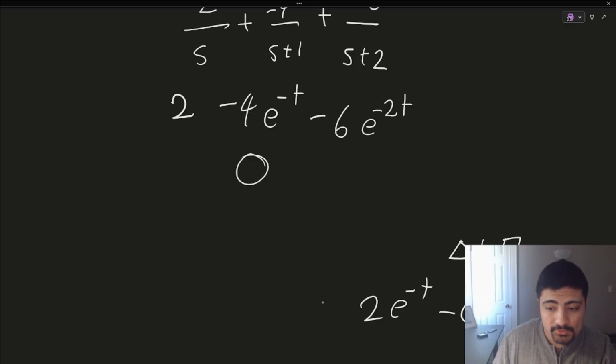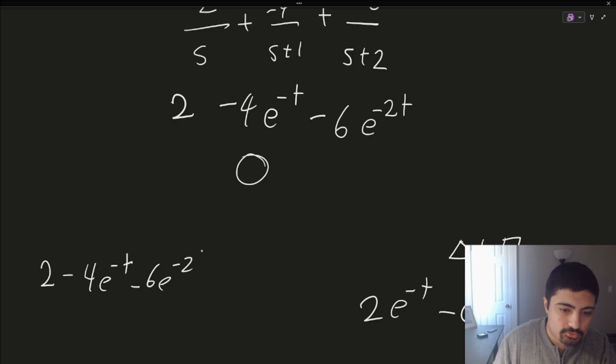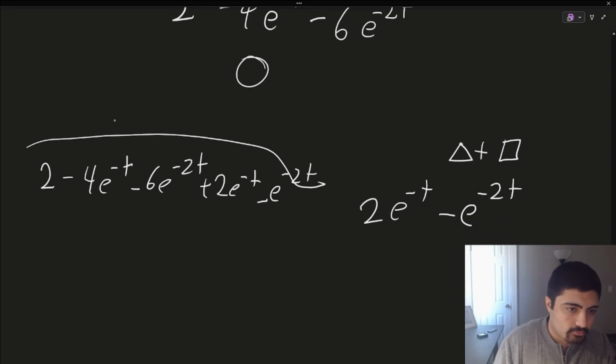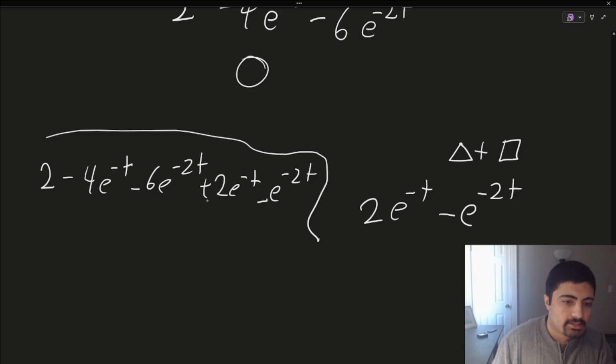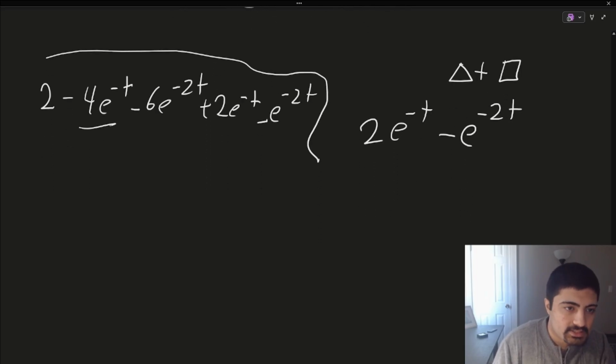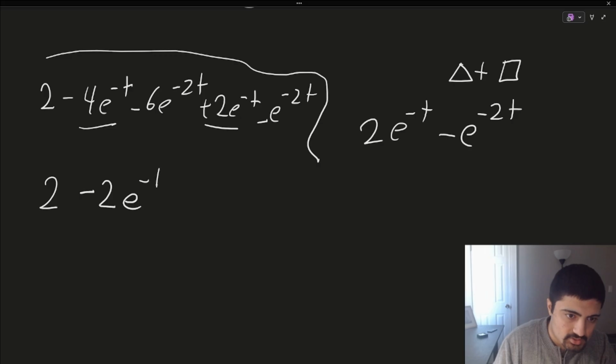We want to add this to this thing over here, so we're going to have 2 minus 4e to the minus t minus 6e to the minus 2t plus 2e to the minus t minus e to the minus 2t is our final result. Not final result, we need to simplify this. So when we simplify, we can see that for e to the minus t and e to the minus t, they're going to work together. So we're going to have minus 2e to the minus t, and -6e to the minus 2t minus e to the minus 2t will be equal to -7e to the minus 2t.